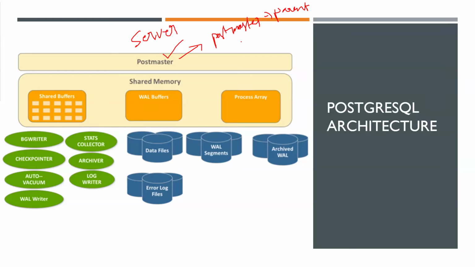Once the process is started, what will happen? Users will try to connect to the engine. User 1 is trying to connect, user 2 is connecting, user 3 is trying to connect. Each user is trying to interact with the PostgreSQL engine. Now, technically we call this a post process. For each request, it will create a process internally.